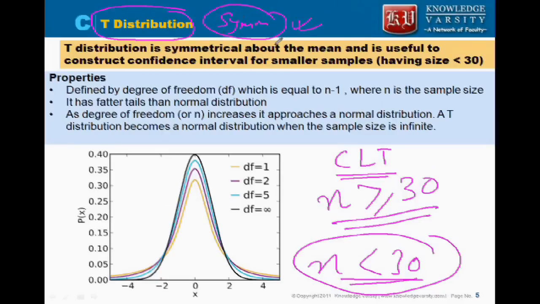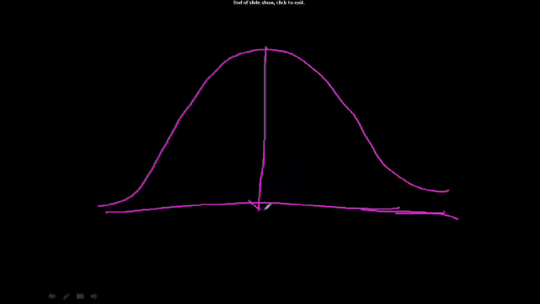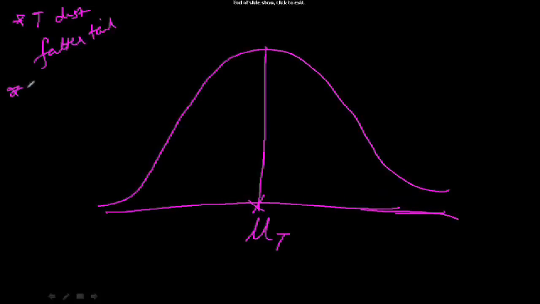So what we have is a T distribution, and the mean of T divides it into two equal parts. But there is one thing which is very unique about the T distribution. It has a fatter tail, but it also has lesser height than normal. So it has a fatter tail than normal, and it has lesser height than normal.